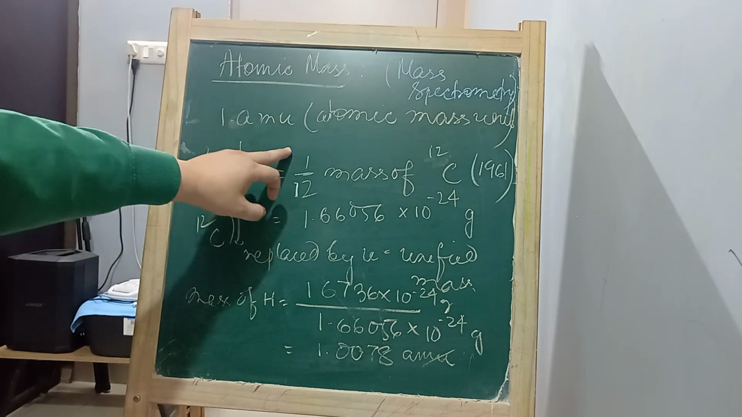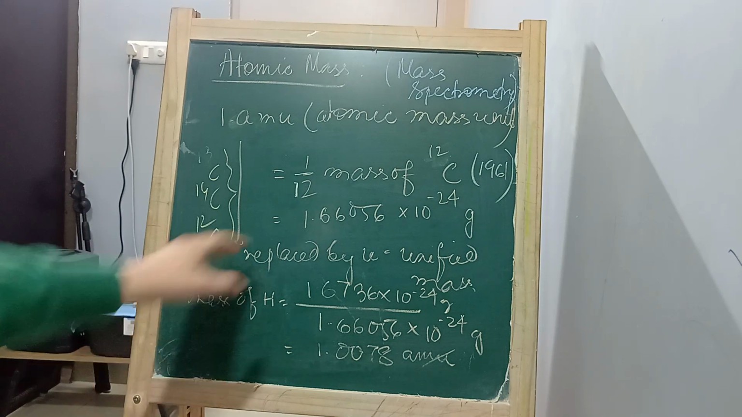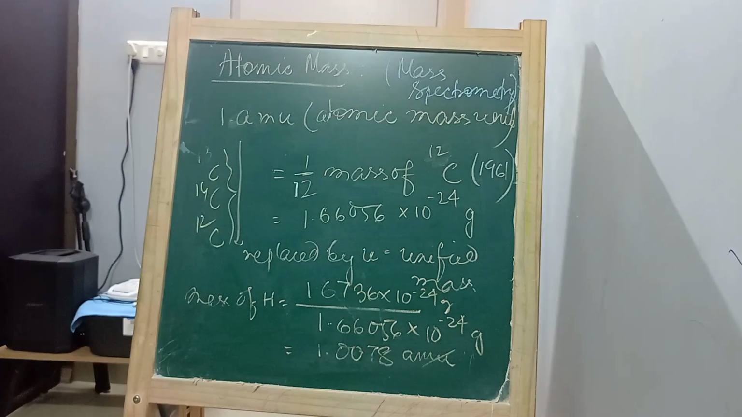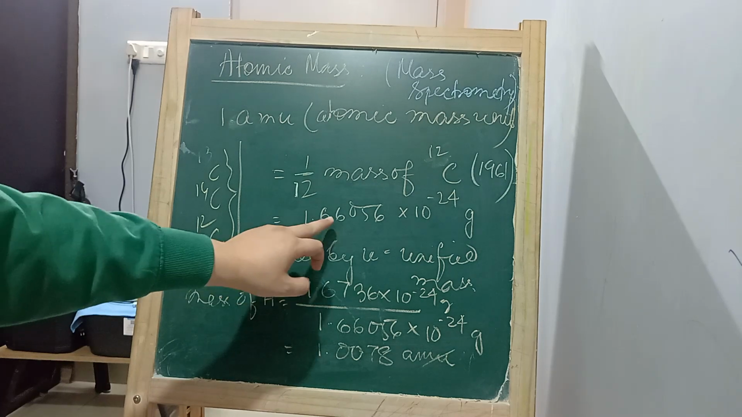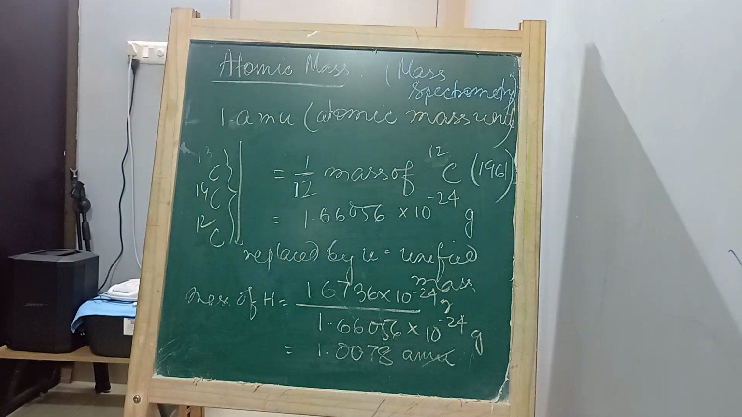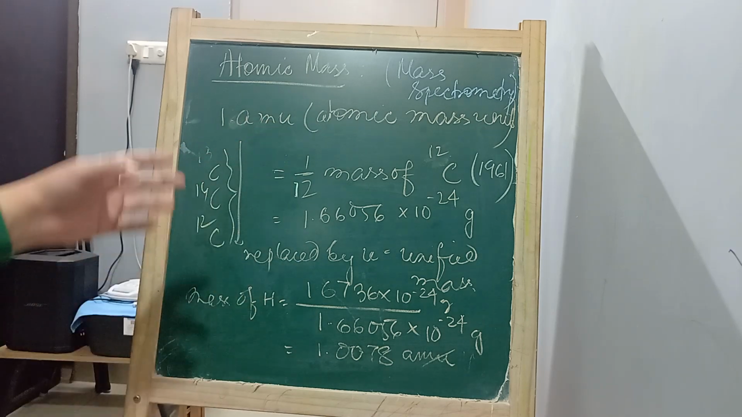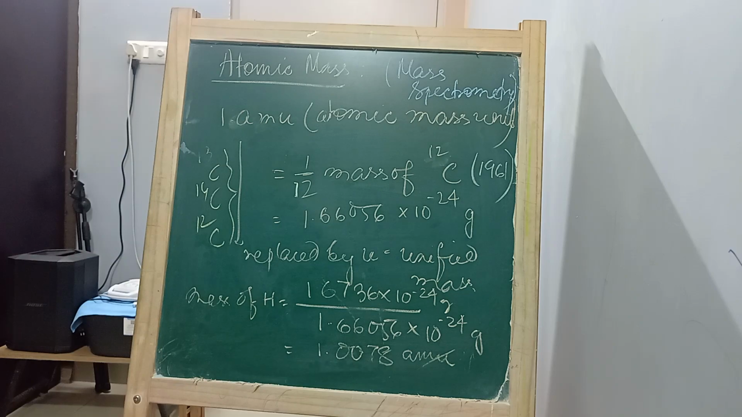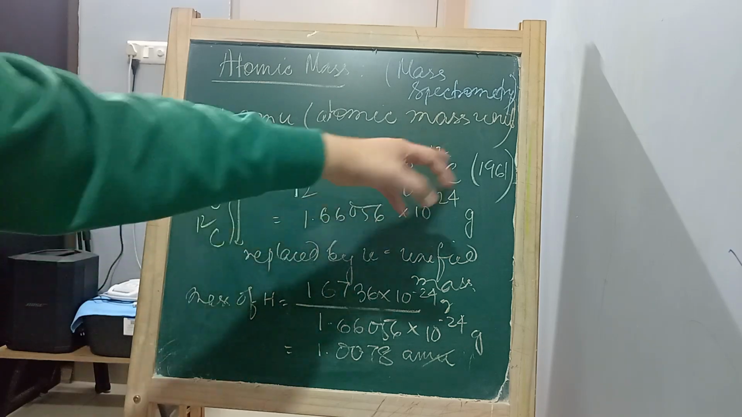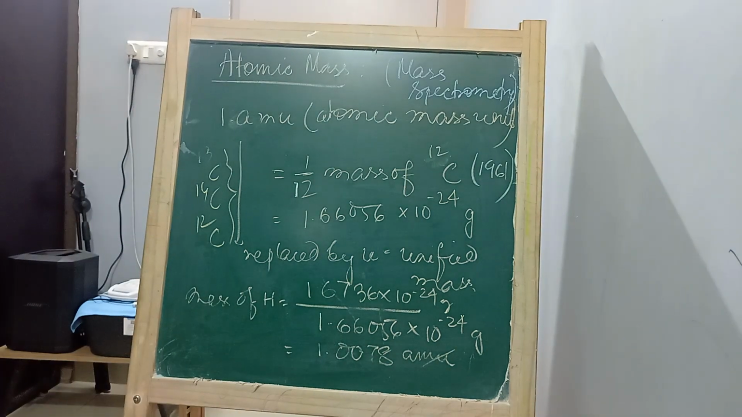So what is 1 AMU? It is 1 by 12 of the mass of a carbon-12 atom, right? Through mass spectrometry, it turned out to be 1.66056 into 10 to the power minus 24 gram. This is exactly what 1 AMU is. Otherwise, we can just remember that it's 1 by 12 of the mass of a carbon-12 atom.